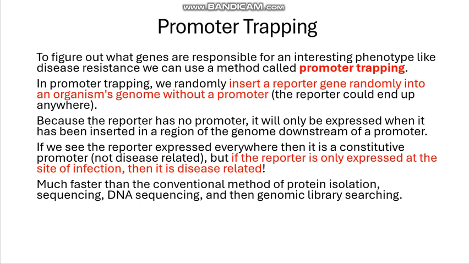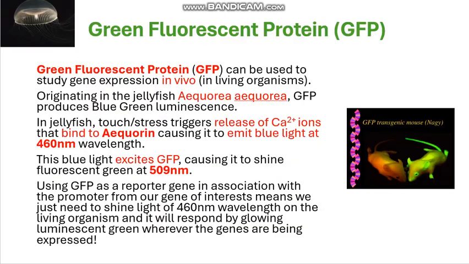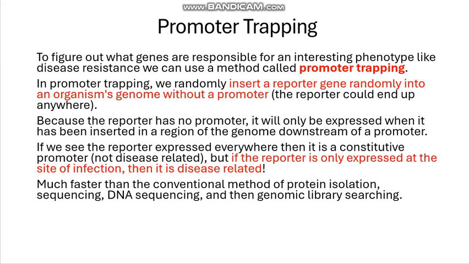To figure out what gene is responsible for an interesting phenotype, like disease resistance, we use this promoter trapping technique. In promoter trapping, we randomly insert a reporter gene into an organism's genome without a promoter. So in these last two experiments, we have a gene of interest that we want to know what it does and where it's expressed. We take the promoter from that gene of interest and we put it in front of our reporter gene, and then it gives us this information of where it is, when it's being expressed, what it does. For this one, we're inserting the reporter gene randomly within the plant genome without a promoter.